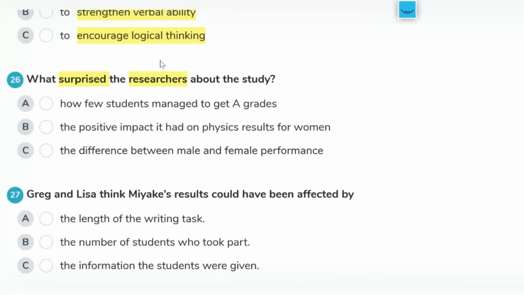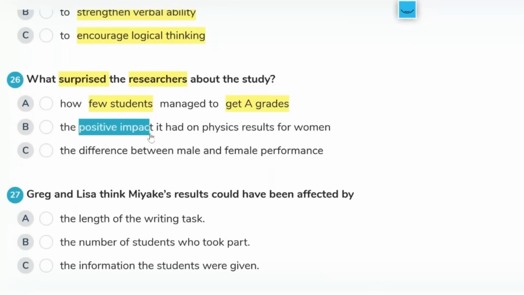What they were expecting. But one thing they were not expecting, they hadn't thought of it. They hadn't thought about it. They were not expecting that, right? So few students get A grades. If that was expected, it's not the right answer. And if that was surprising, they didn't believe that, they didn't know that, they hadn't thought about it, then it will be the right answer. So out of 3, the surprising thing will be the right answer. Okay, positive impact. Okay, so what surprised them?